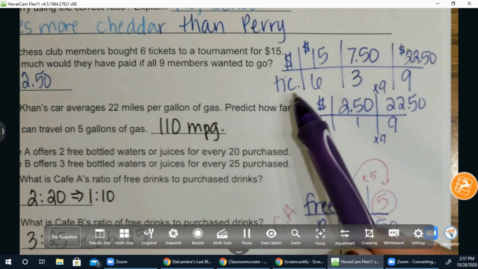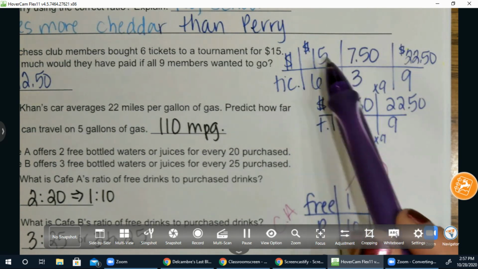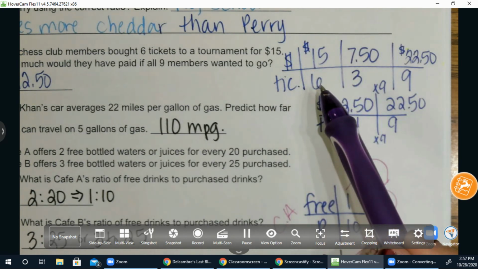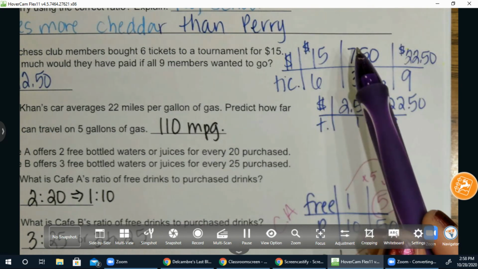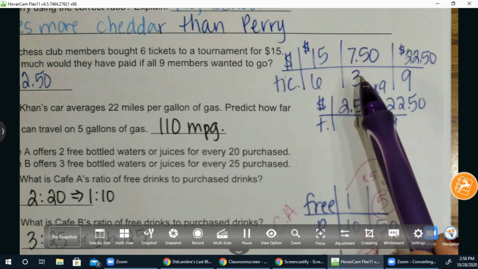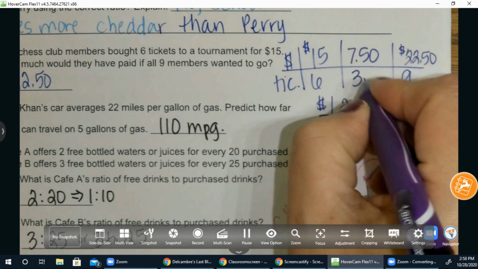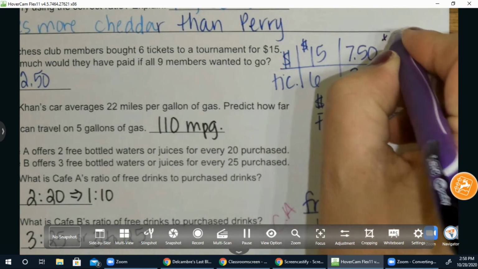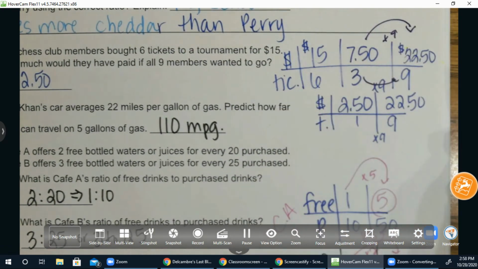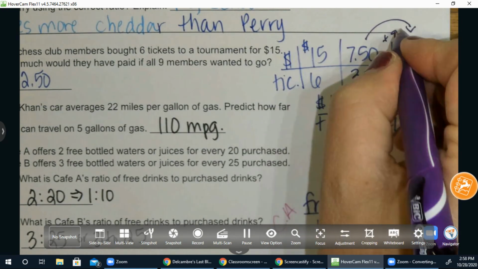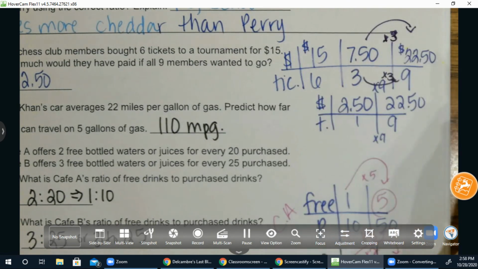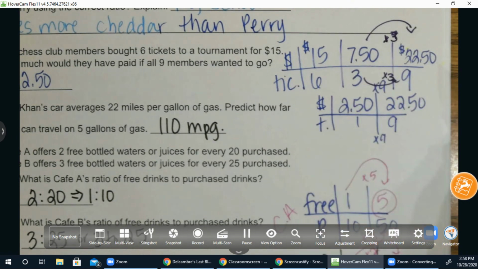So here we go. We're looking at our money over our tickets. So it's $15 for 6 tickets. Well, if I half that, I get 3. So for 3 tickets, it's going to be $7.50, and then I can go from 3 to 9 by multiplying by 3. Multiplying by 3. And $7.50 times 3 gives me $22.50.